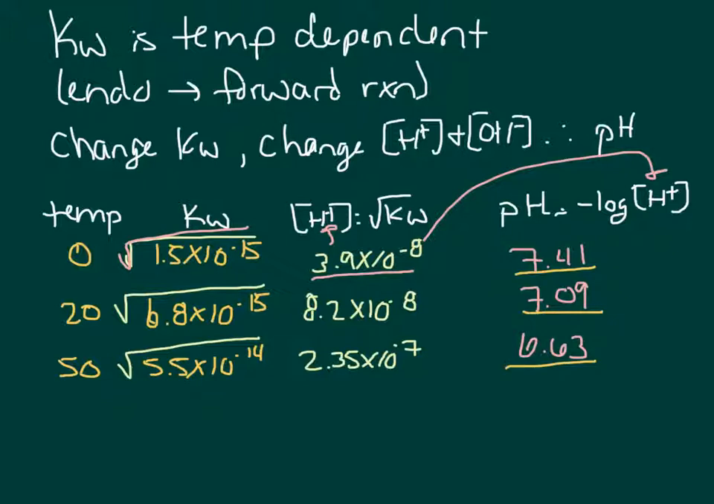So we can see that as temperature changes, we have a change in the value of our pH. And we could predict that it would have gone in this direction because it is an endothermic reaction in the forward direction. So as you increase temperature, you favor endothermic, which means you favor more products. You have a larger Kw value, which means you have more hydrogen ions.